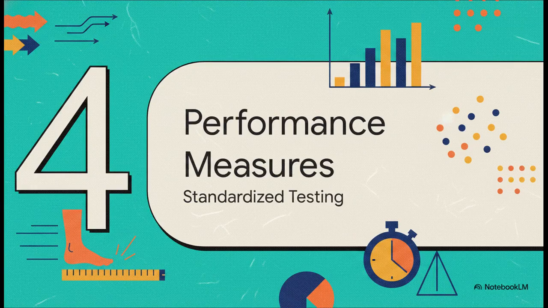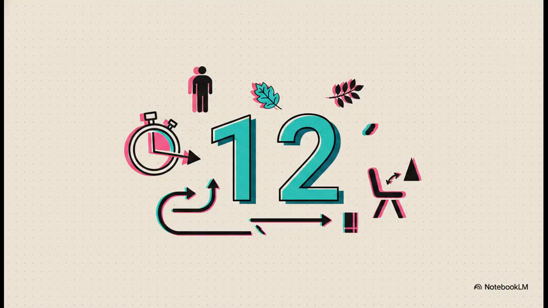Next up is Section 4, Standardized Performance Measures. The foundational measure we use here is the Timed Up and Go test, or TUG. The magic number you need to remember is 12. A time of over 12 seconds explicitly flags your patient for high fall risk. It's quick, it's validated, and it is remarkably reliable at predicting injurious falls.